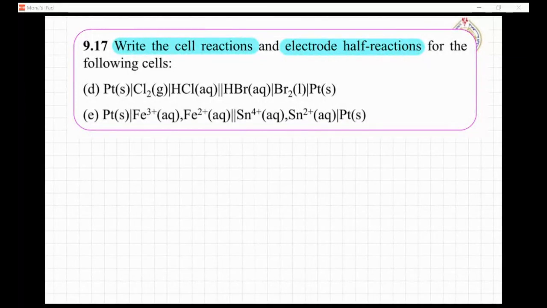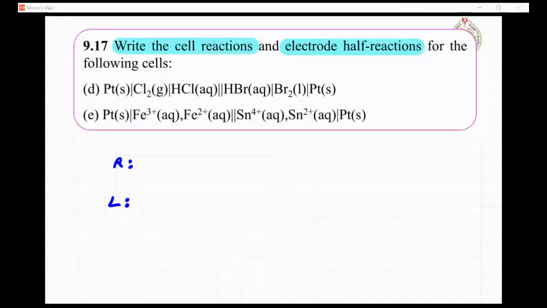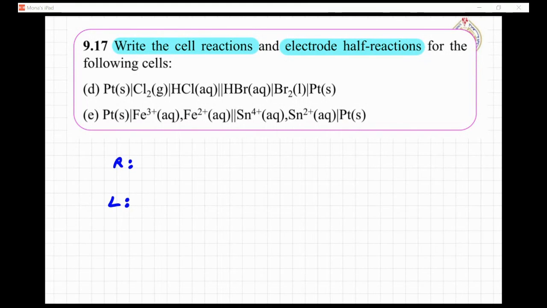Now what we need is to write the reduction half reactions and the cell reaction. What do we do? We will start by writing the reduction half reactions, of course, for the right and the left. What do we have on the right? You could see on the right, I have this here. And on the left, I have this here. So this is the right and this is the left.